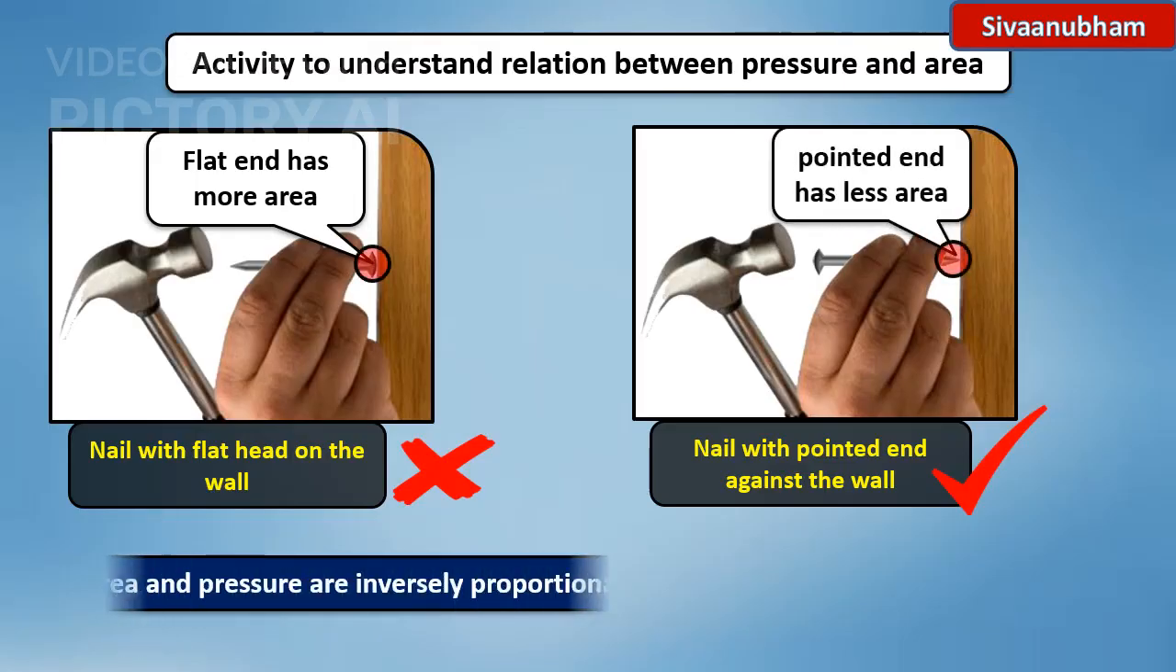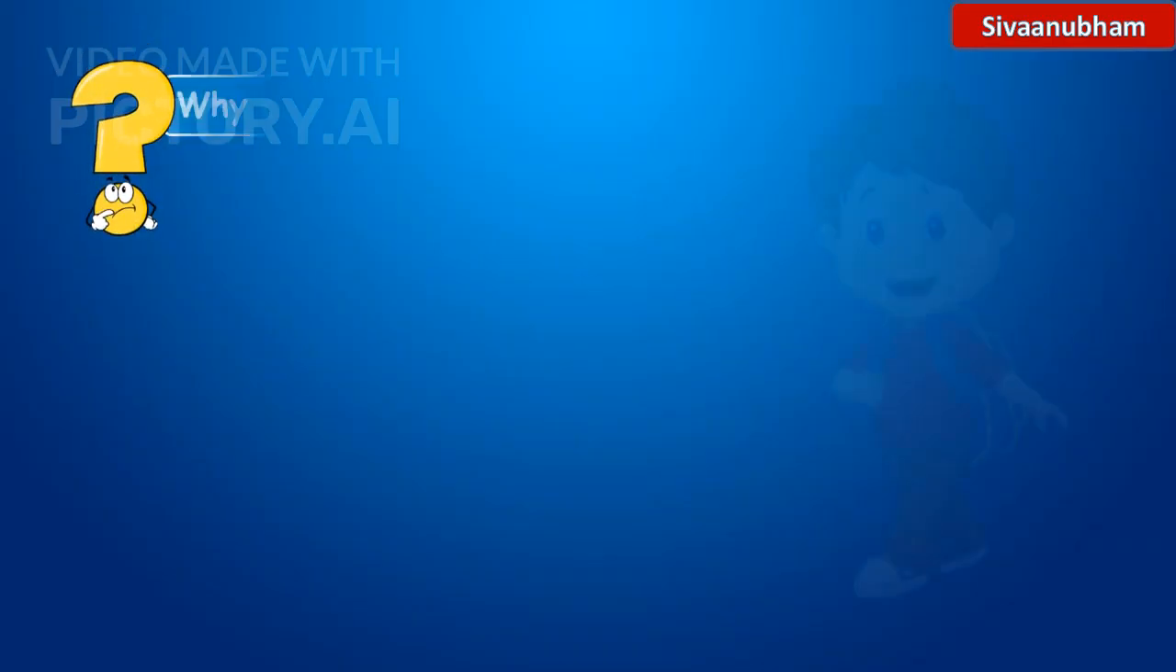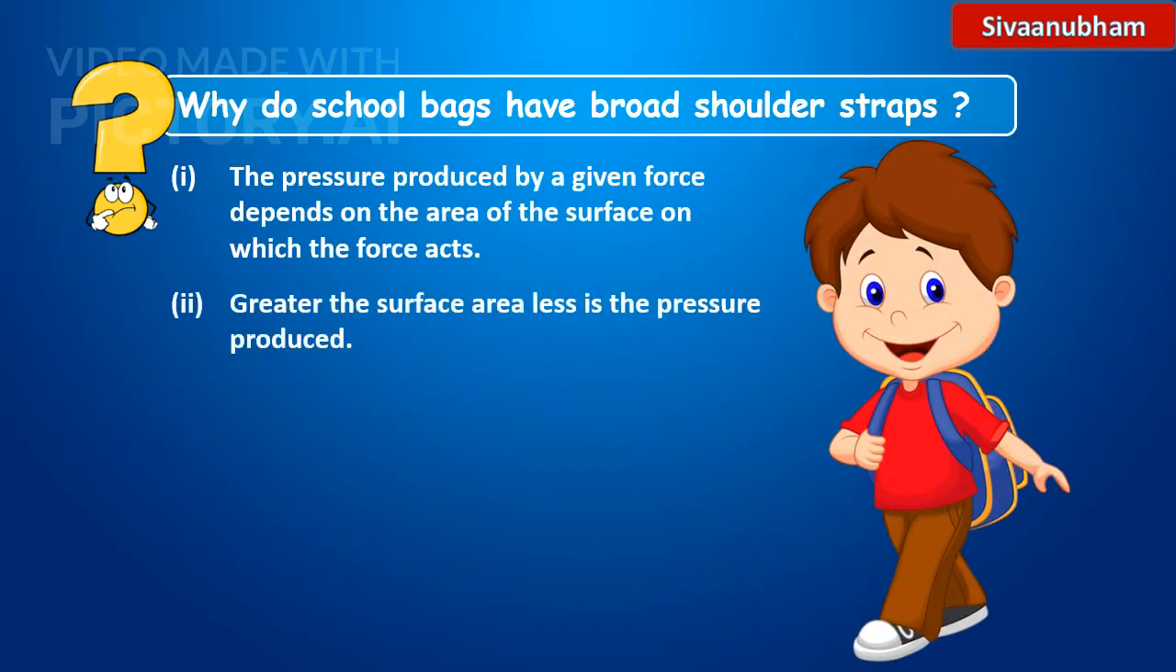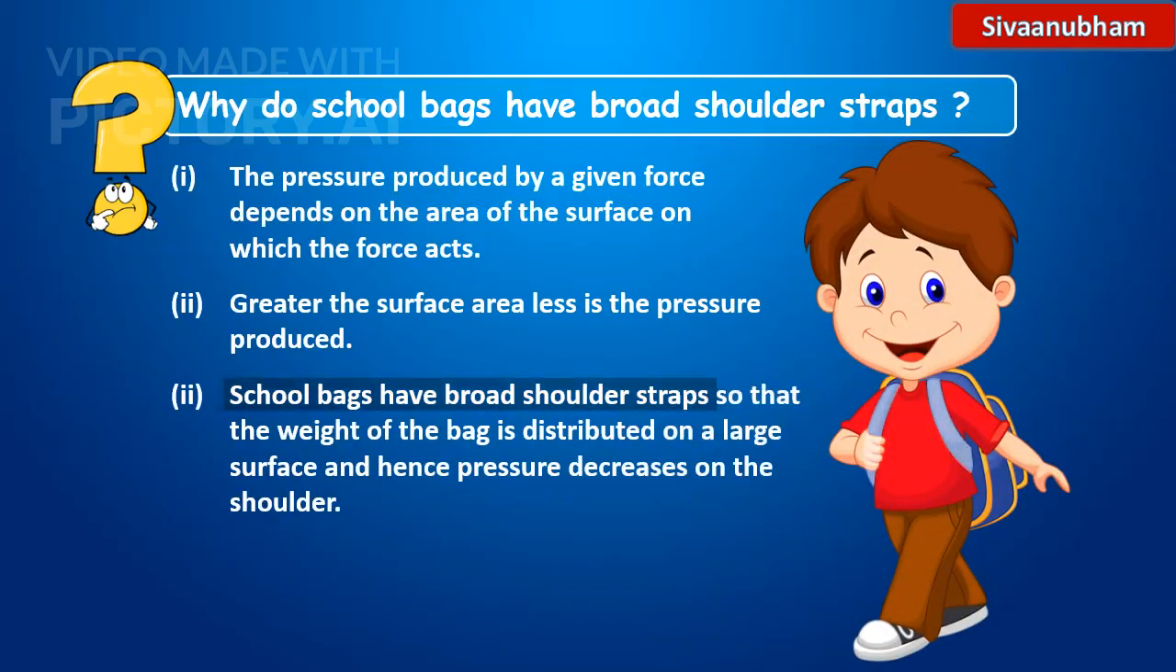A nail with a flat head on the wall demonstrates this principle, where increasing the area reduces the pressure exerted, making it easier to drive the nail into the wall. School bags are designed with broad shoulder straps to distribute the weight over a larger surface area, reducing pressure on the shoulders. This design consideration ensures comfort and prevents strain, illustrating the practical application of pressure concepts.